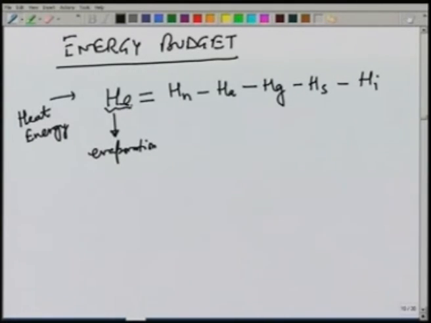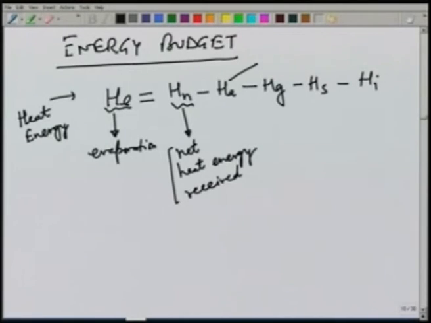HE represents the heat energy used in evaporation. HN is the net heat energy which is received by the water body or the lake. HA is the heat which is transferred to air or lost to air. So we can say that this is the heat transfer from water to air, or we can say sensible heat transfer from water to air. This is heat transfer to ground.